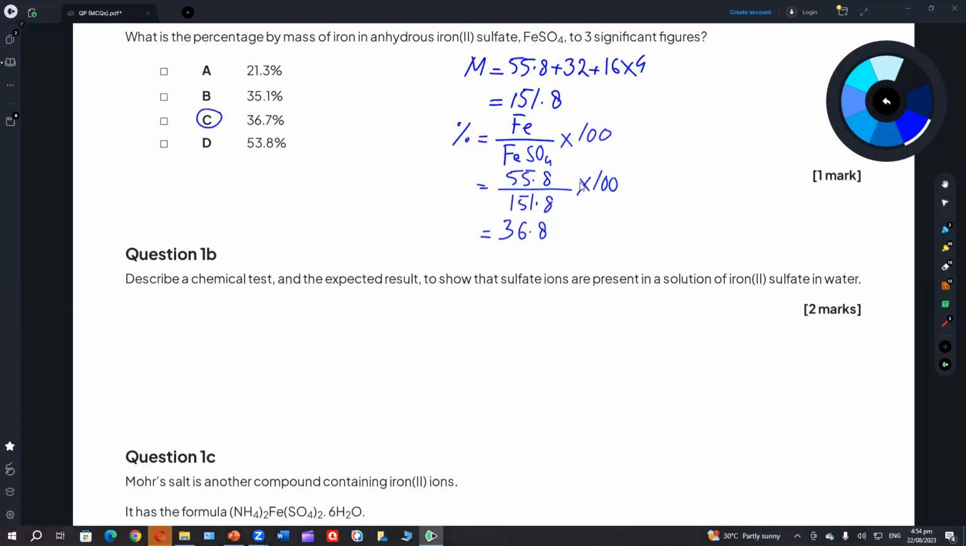Barium will replace iron. And do you remember the reactivity series? Yes. So barium will replace iron and it will become barium sulfate. And barium sulfate is not soluble. As you said, it will give you a white precipitate.